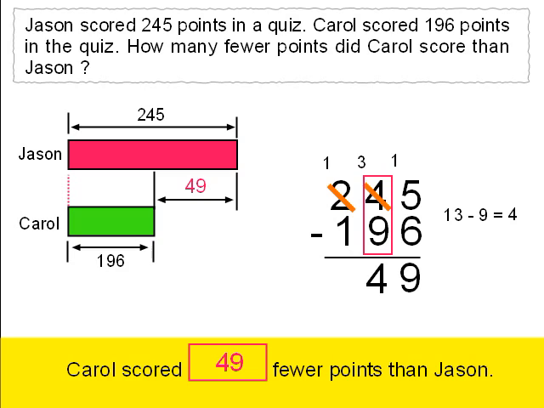So we know that Carol scored 49 fewer points than Jason's in this case. And that's the answer. Or in other words, another way of asking the question is how many points Jason scored more than Carol, which is 49 as well.